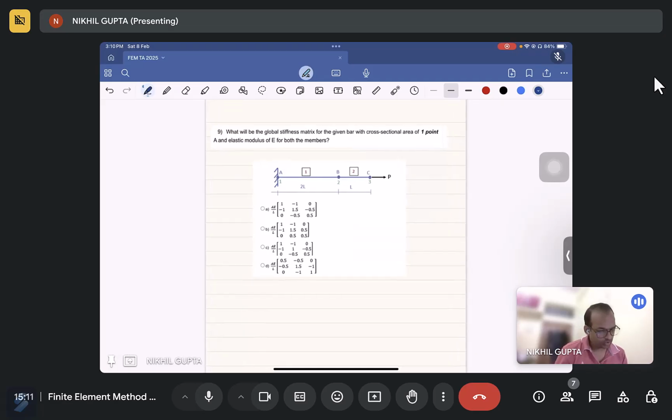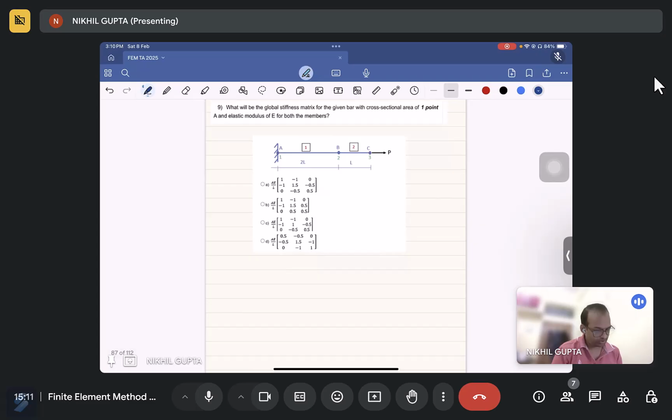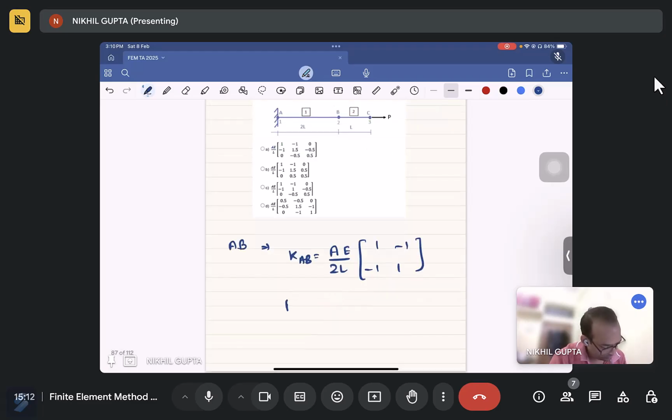And the ninth question: what will be the global stiffness matrix for the given bar with section area A and elastic modulus E? This is a simple question. We'll just quickly solve it. If you have any doubt, you can stop me and ask. So K for AB will be AE by 2L [1 -1; -1 1] and K for BC will be AE by L [1 -1; -1 1].